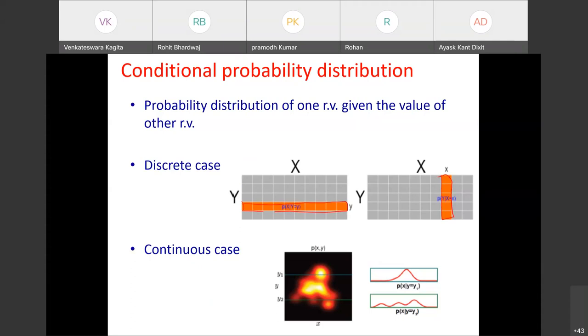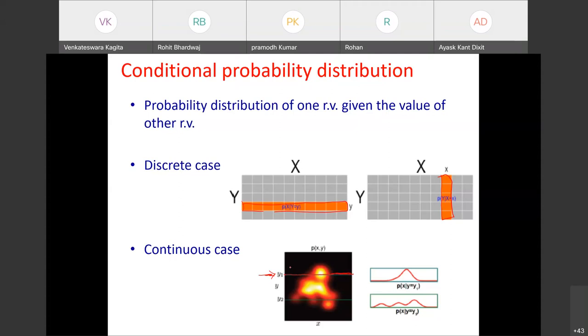If you visualize this in a continuous case, suppose you want to see the pixel intensity values in an image. If you say what is the probability of X given Y equals y1, let's suppose y1 is this. So what is the value of X given y1? It means you're fixing this row. So you're just interested in the distribution of the intensity values in this row, right?